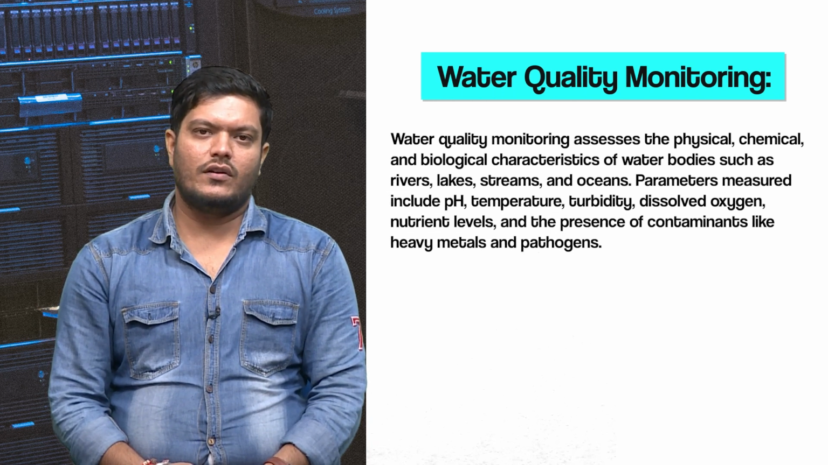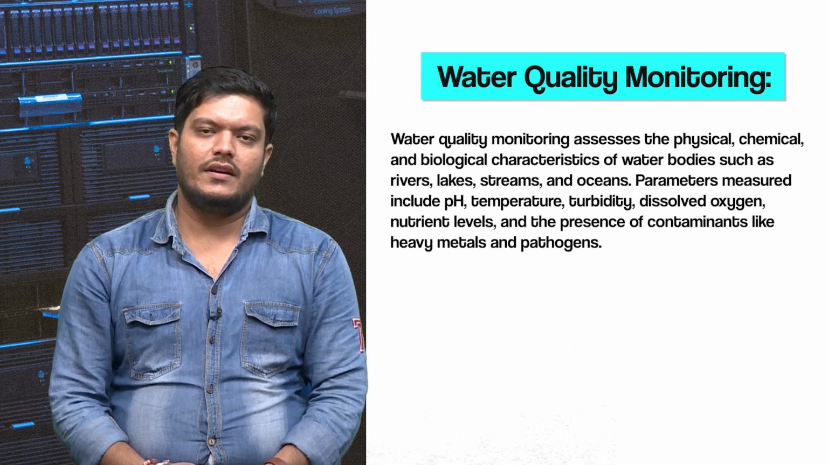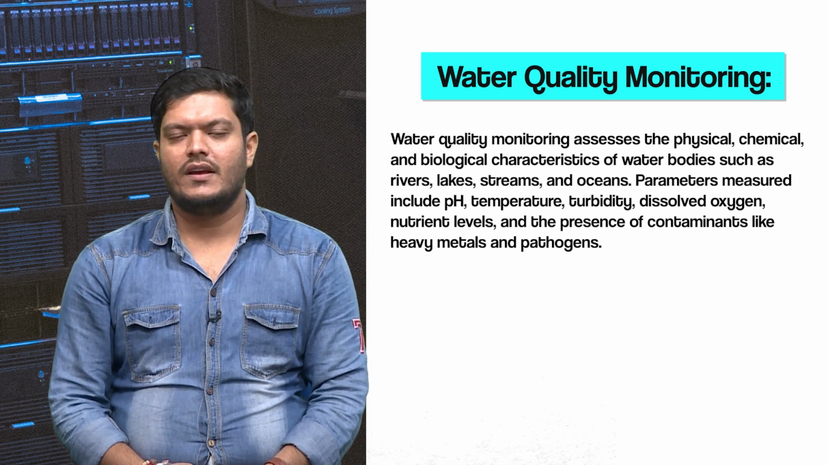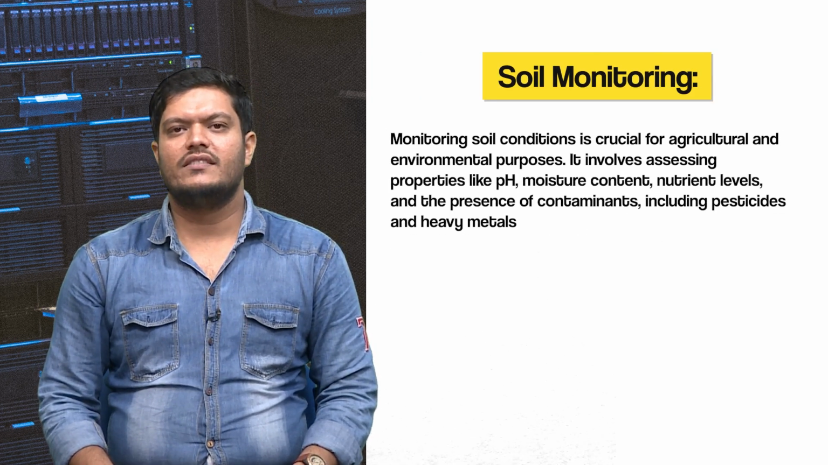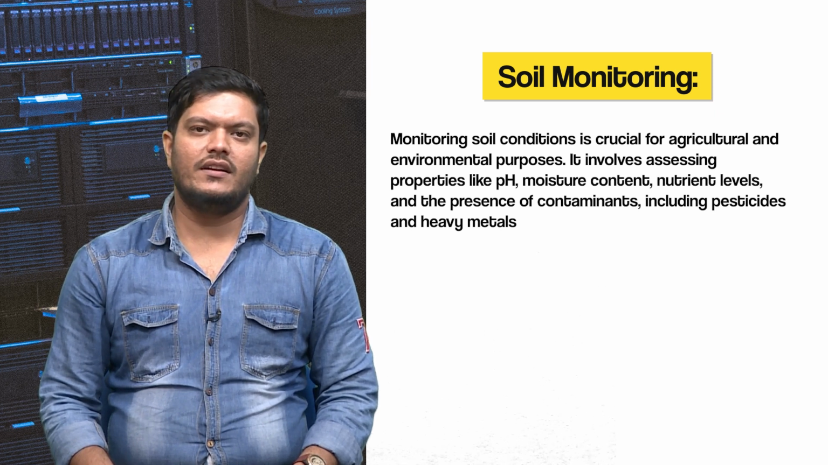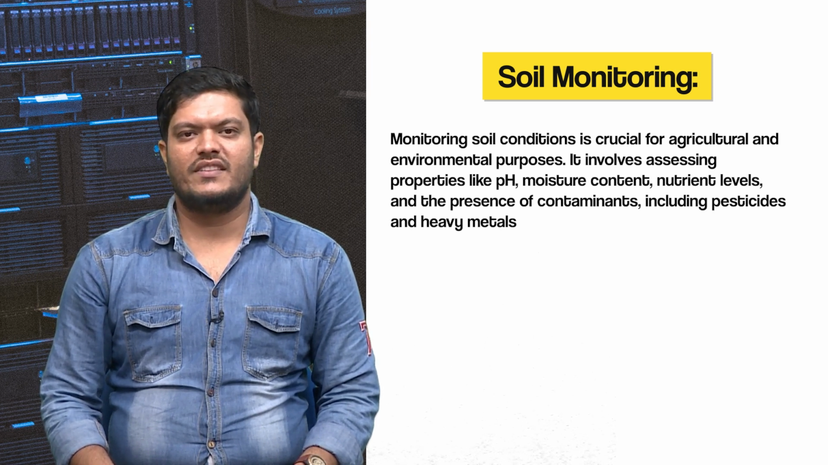Water quality monitoring. Water quality monitoring assesses the physical, chemical, and biological characteristics of water bodies such as rivers, lakes, streams, and oceans. Parameters measured include pH, temperature, turbidity, dissolved oxygen, nutrient levels, and the presence of contaminants like heavy metals and pathogens. Soil monitoring. Monitoring soil conditions is crucial for agricultural and environmental purposes. It involves assessing soil properties like pH, moisture content, nutrient levels, and the presence of contaminants including pesticides and heavy metals.